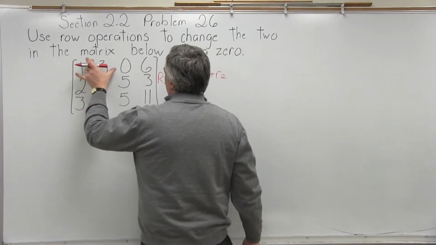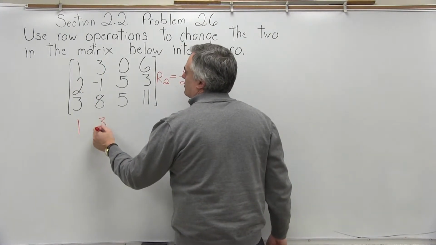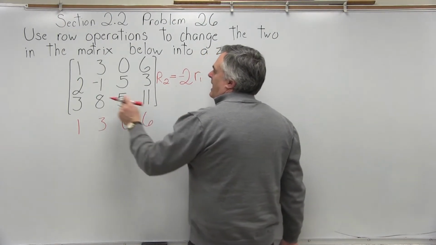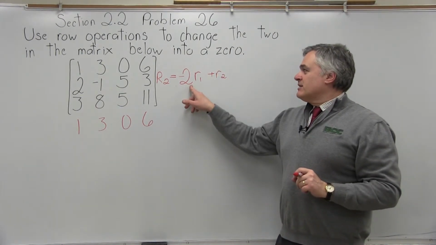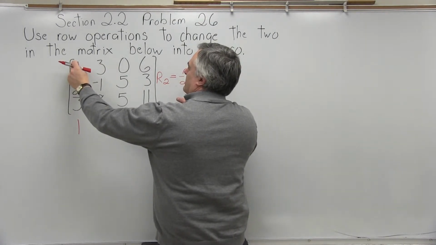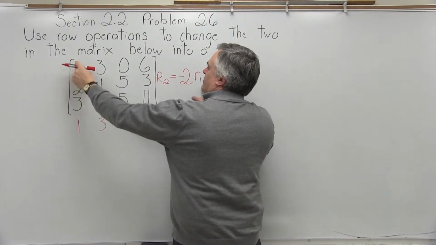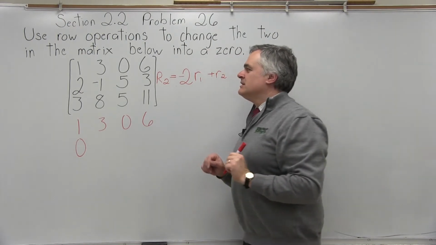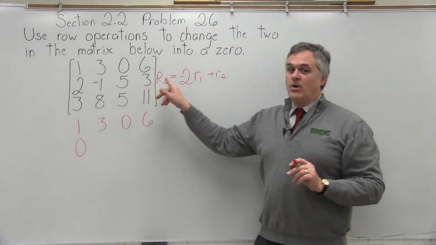When I make a new row 2, I'm still going to have the old row 1, so I'll put that in now: 1, 3, 0, 6. Now, this 2 is going to change. When I multiply negative 2 times row 1, it will be negative 2 times 1, so I'm going to make a negative 2. And once I get that, I'm going to add it to row 2. Negative 2 plus positive 2 is 0. You can't do it just to that one position. You have to do the whole row.